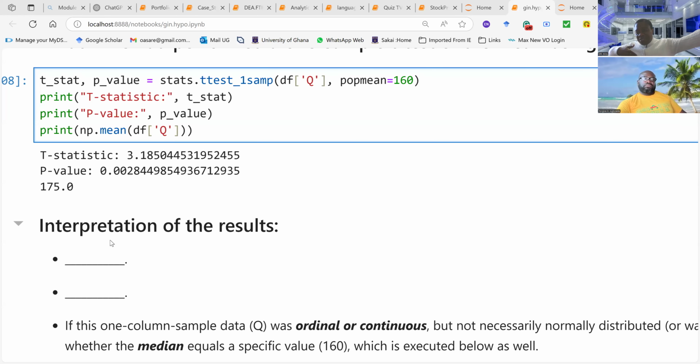Now, if this column, the quantity demanded, was ordinal, this is very important, guys. If this was ordinal data, like rank, or even continuous data that is not necessarily normally distributed, in other words, if it is skewed to the right or to the left, you will not use the T, you will not use the Z. If it's not normally distributed, T and Z don't work.